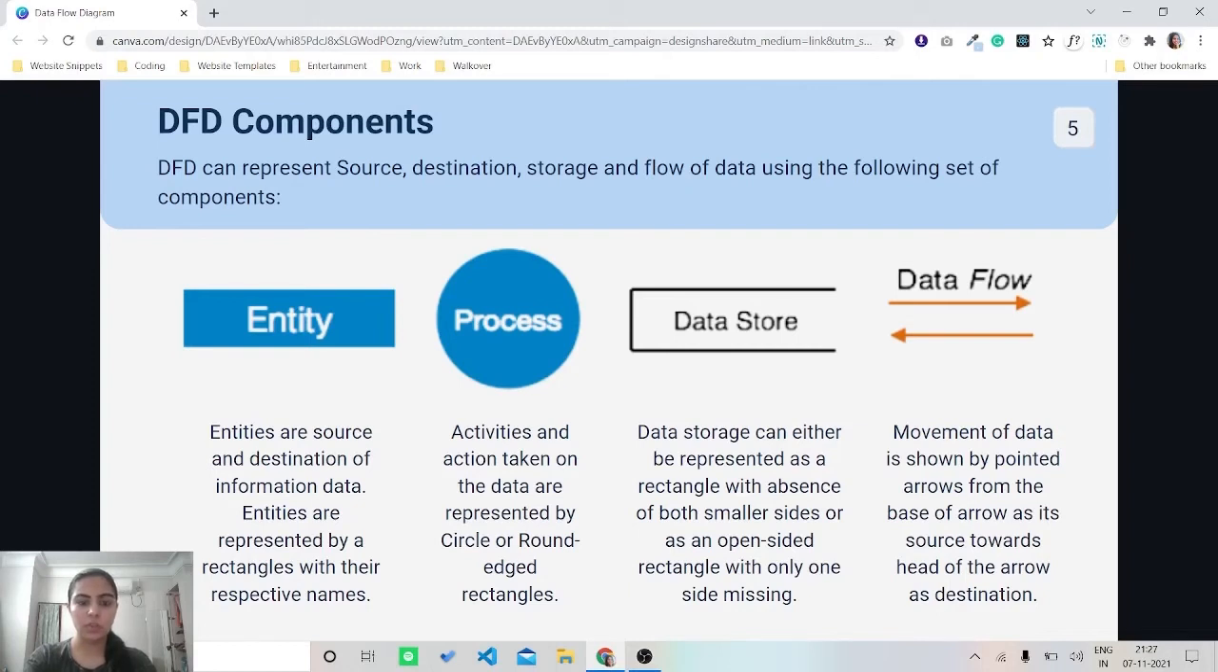Data flow. Movement of data is shown by pointed arrows. Data movement is shown from the base of the arrow as its source towards the head of the arrow as its destination.